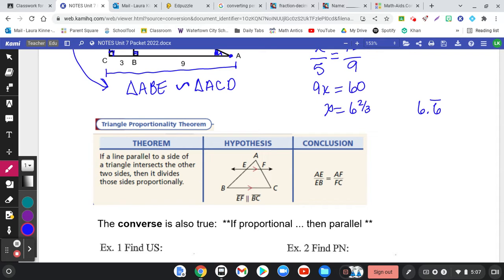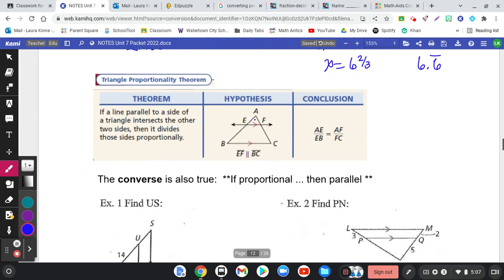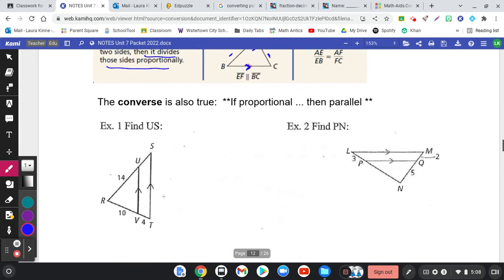Basically, if you have 2 triangles, a tiny triangle overlapping a larger triangle, kind of like what we have here, and if these are parallel, then it divides those sides proportionally. So if we look, the small side over the large side is the same as the small side over the larger side here. Let's give that a try.